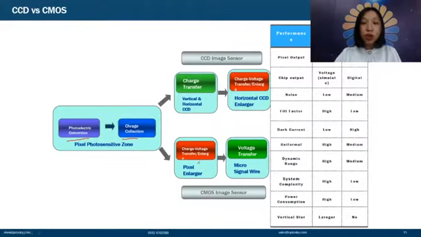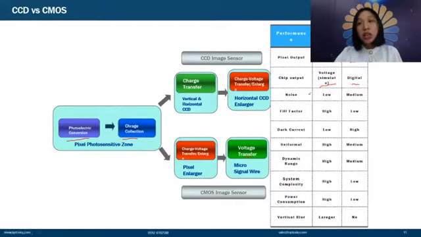it internally to a voltage. It's a digital signal. So we can see from here, CCD exports the charge, CMOS exports the voltage, and the CCD outputs an analog signal, and the CMOS exports a digital signal.